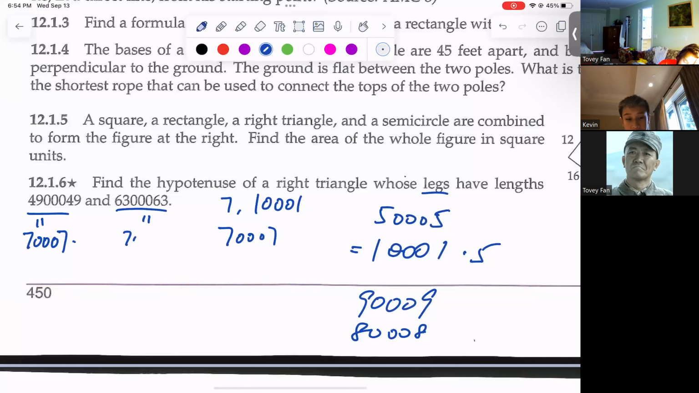49 times what? 7. Good. Second number? Times 9. Good. What is the hypotenuse?